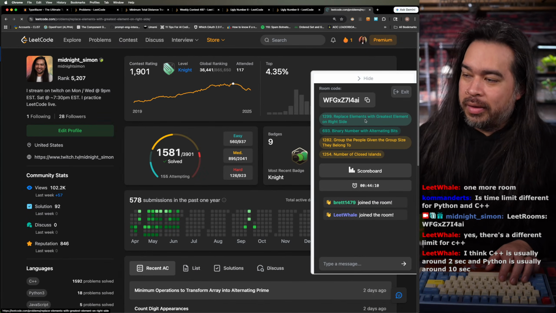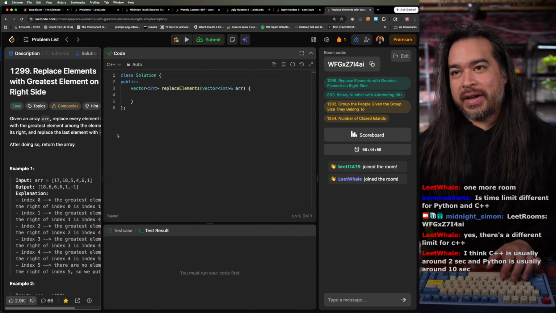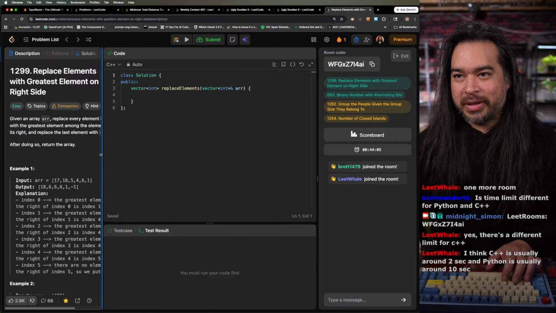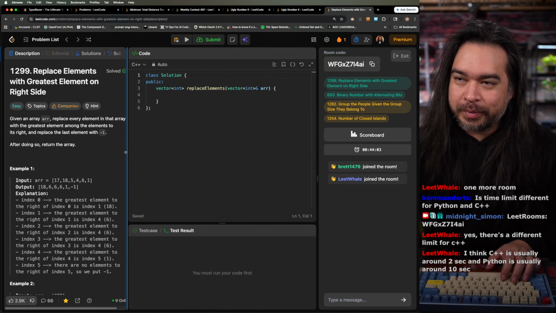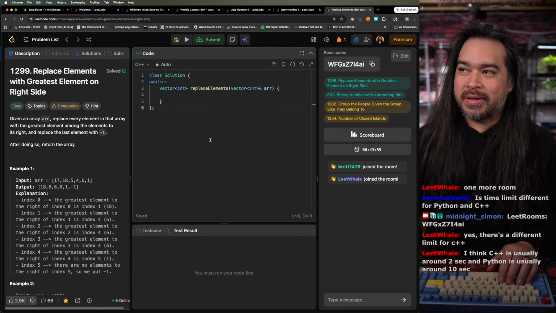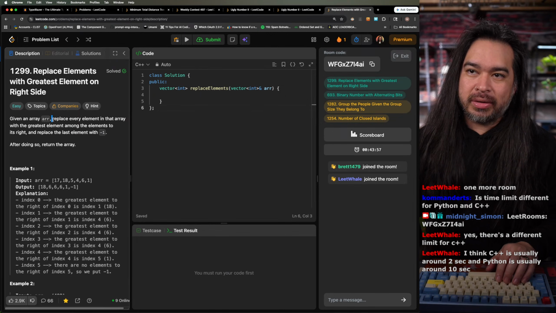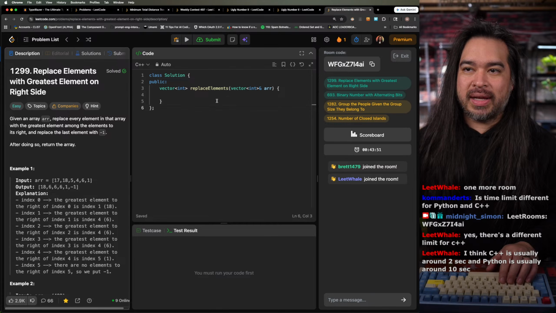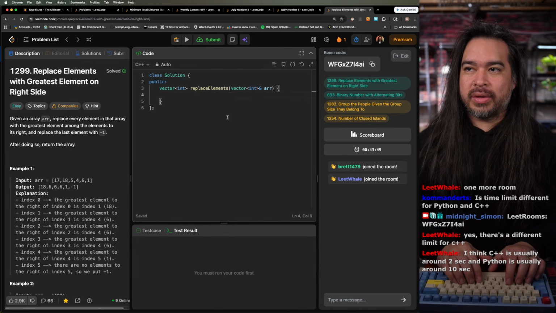All right. New room, final room. Brett Leet Whale, welcome to the room. Replace elements with greatest elements on right side. Given an array R, replace every element in that array with the greatest elements among the elements to its right, and replace the last element with -1.